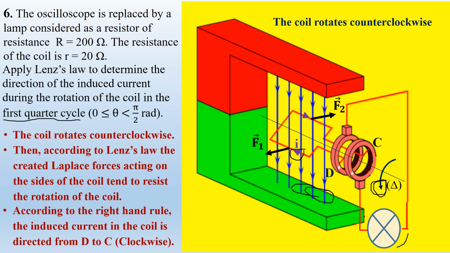Now, look at the coil. The current is in the coil in the clockwise sense. Now, we apply the right-hand rule for F1, but we can also apply it for F2, and in this case, we will get this direction of the current. It is the same.